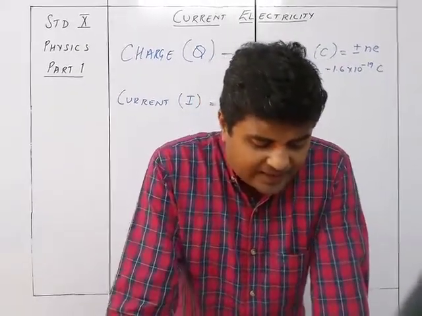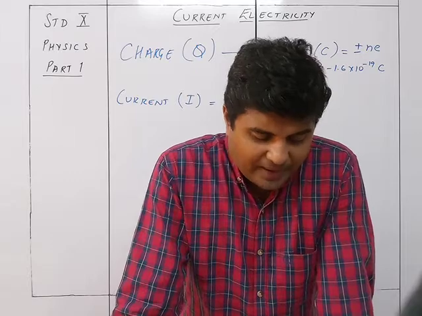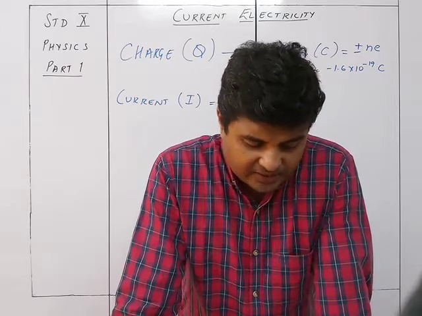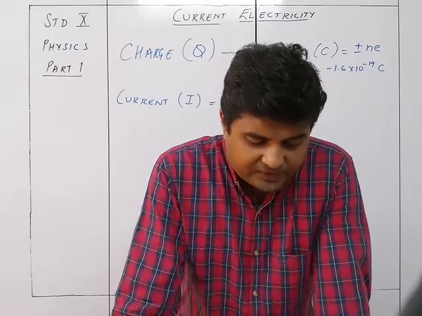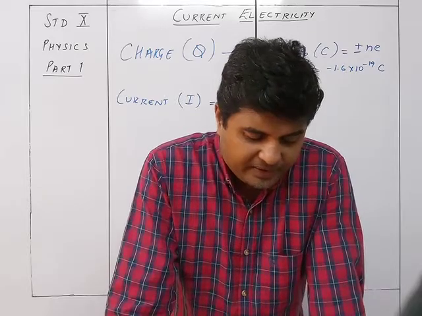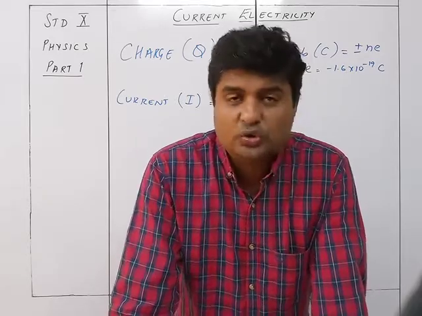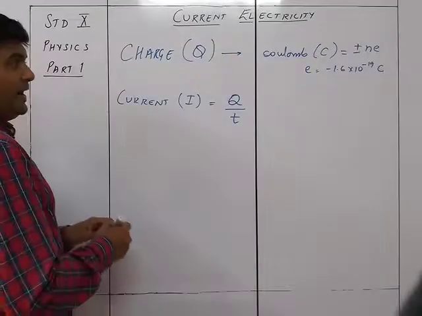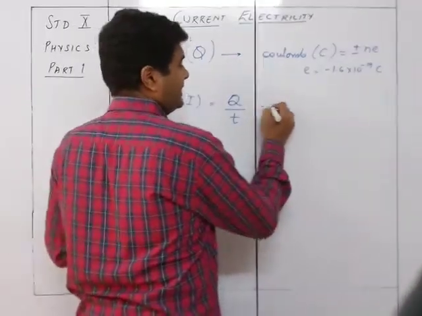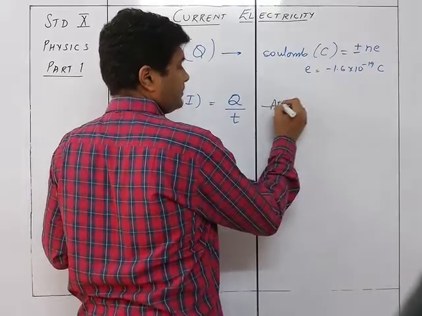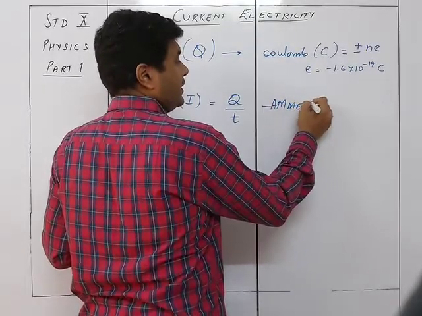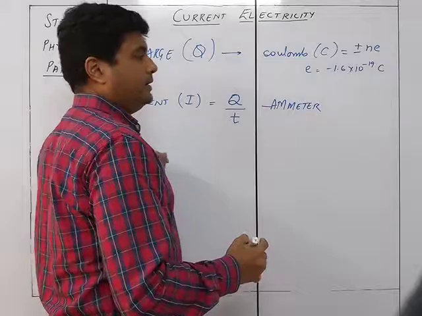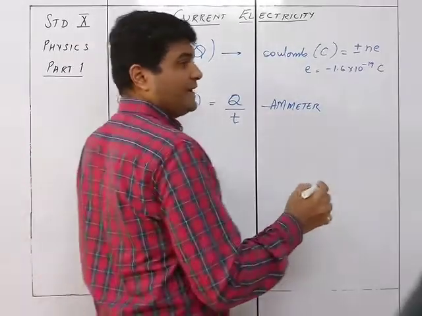The current in a circuit is measured by the ammeter by connecting it in series in the circuit, taking care that the positive marked terminal of the ammeter is towards the positive terminal of the source of the current. So current is measured by a device which is called an ammeter. Now the ammeter is the device which is always connected in series.